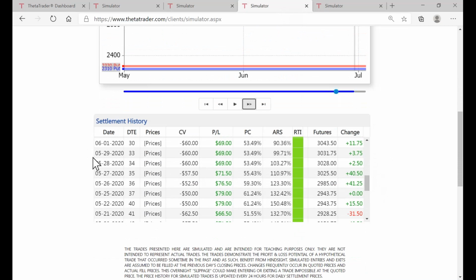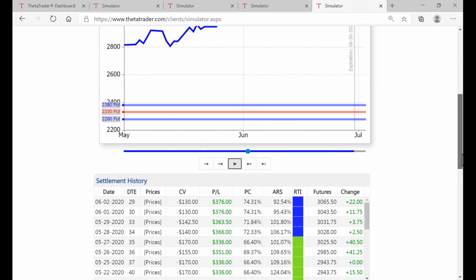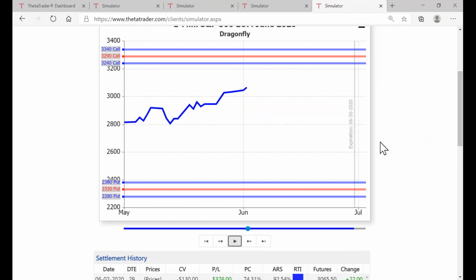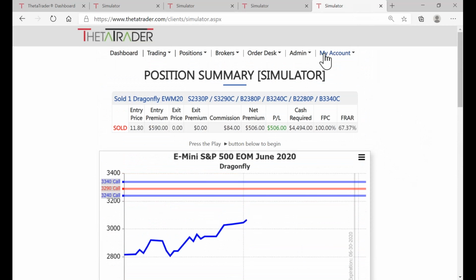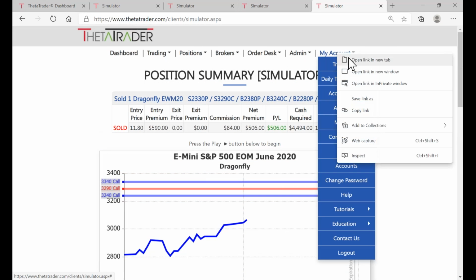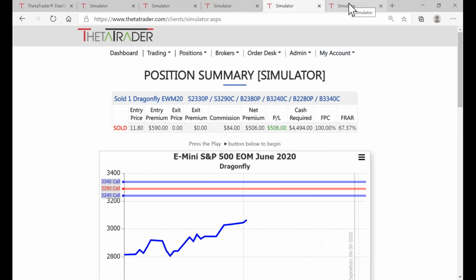In fact, with 34 days left here, you were sitting on a nice little gain, but not enough for the algo to say take profits. So that's why we love the dragonfly. It's not to say we don't do condors, but the dragonfly we absolutely love using. It's our proprietary strategy.